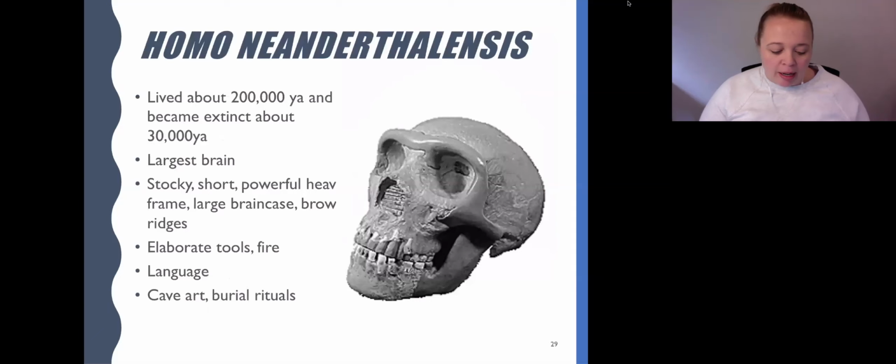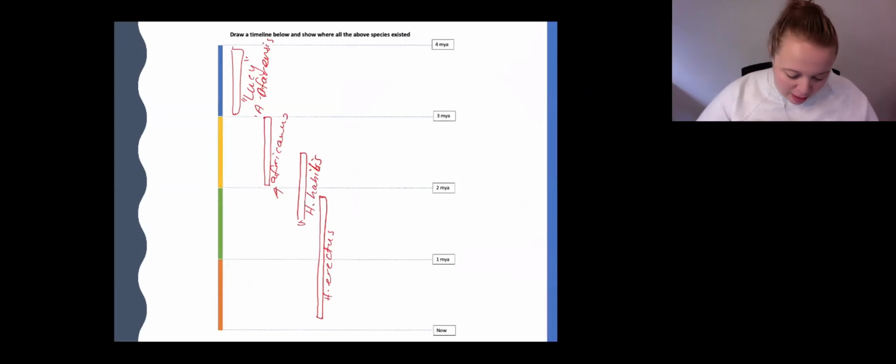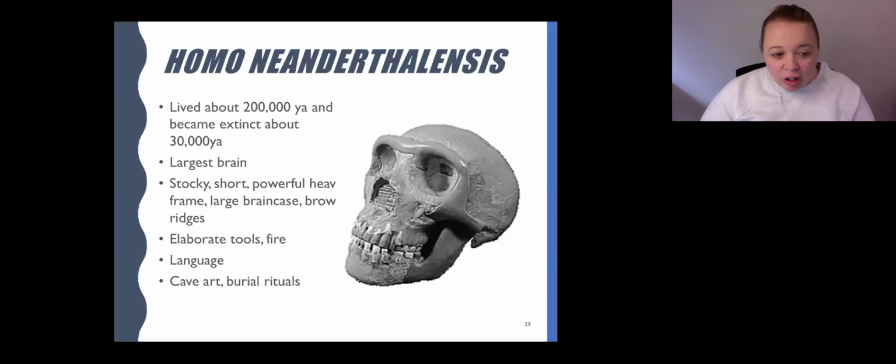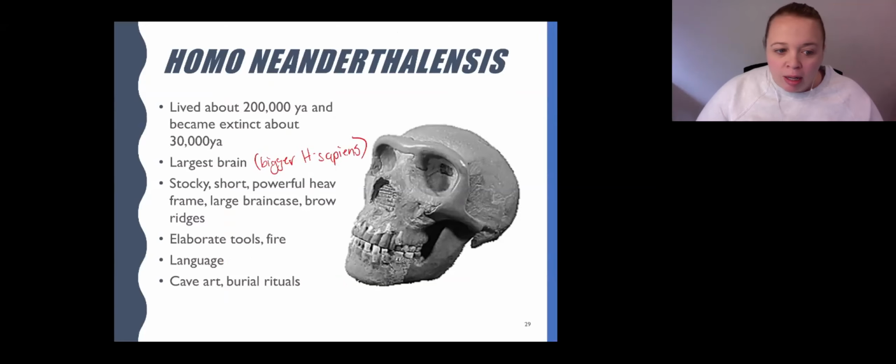The next one we're going to talk about are the Neanderthals. This is Homo neanderthalensis. They lived about 200,000 years ago and became extinct about 30,000 years ago. These ones actually had the largest brain. They are bigger than Homo sapiens, which is really interesting, that they have a larger brain than what we do.